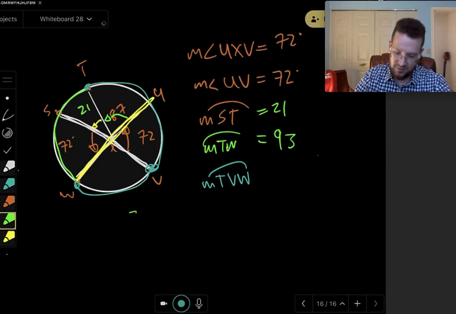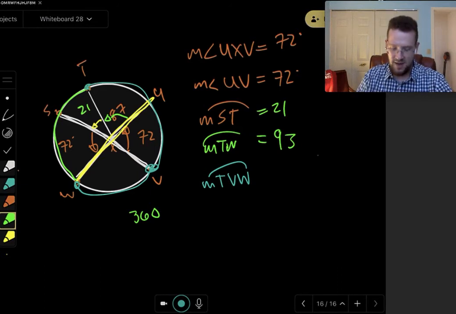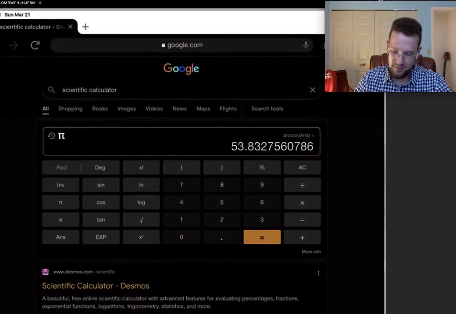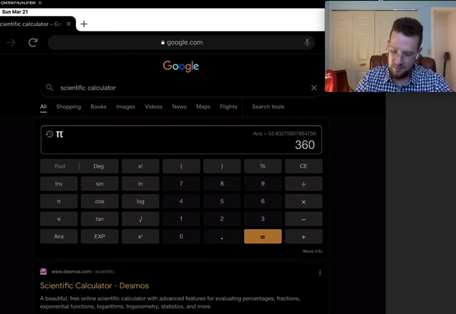What I can do is I can take 360, and I can find out what I am missing because I have all these other ones. So that's what I'm going to do. I'm going to find out what this angle X in here is. So I'm going to do 360 minus 21 minus 72 minus 72 minus 87. Let's see what that is. All right, so this one in here is 108.